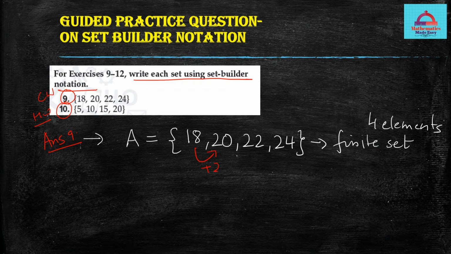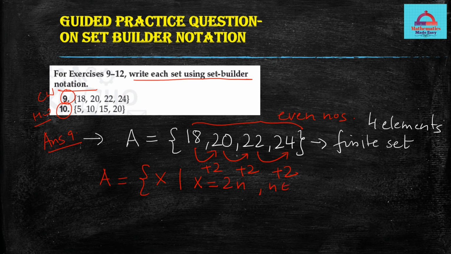We can say that each following element is 2 more than the previous, or we can say that all of these are even numbers. So how can we write a rule for this, let's see. Definitely these are all natural even numbers, so we can write the set A as the set of all x such that x is of the form 2n, where n belongs to natural numbers, and then there is a condition.